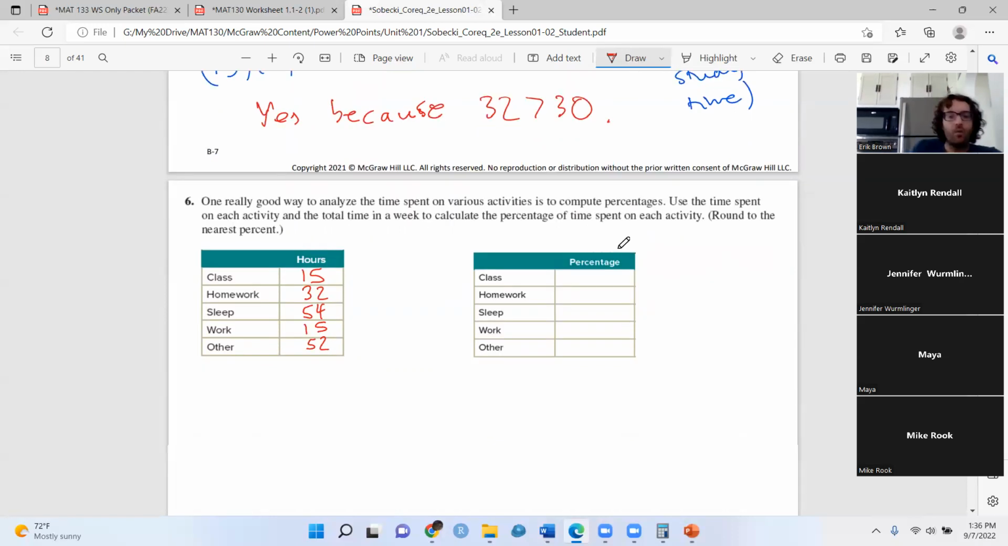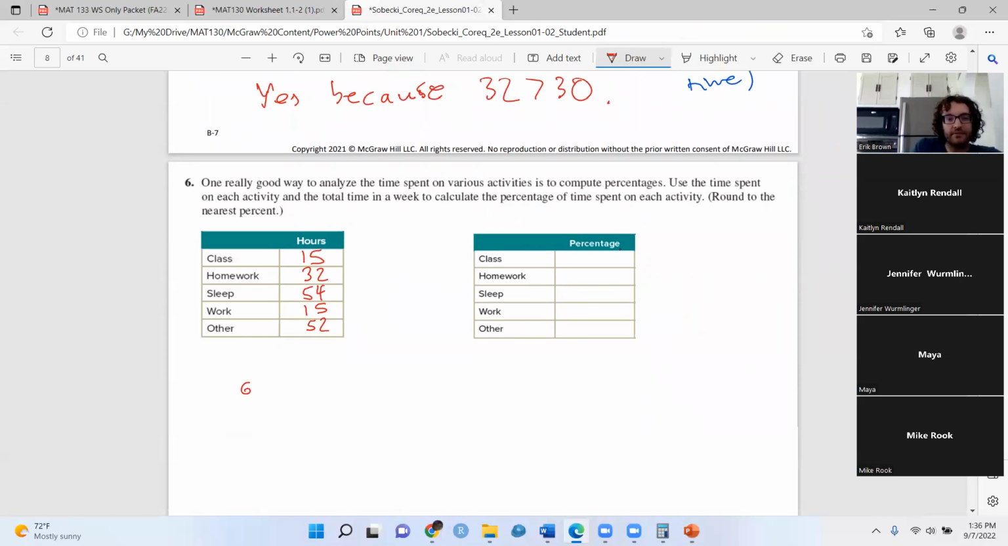Maybe I should step back. What is our definition of percent? Not the divide by 100, but when we're calculating a percent, how did we define that? Did we do that in here, or was that my stats class?